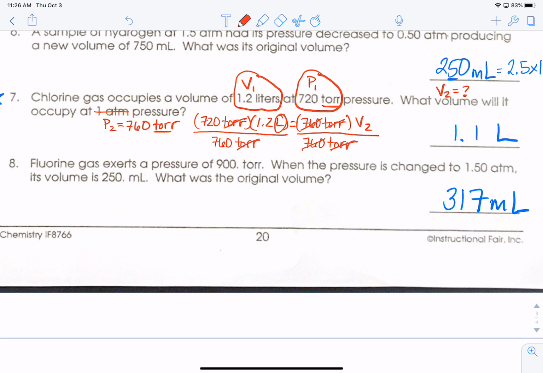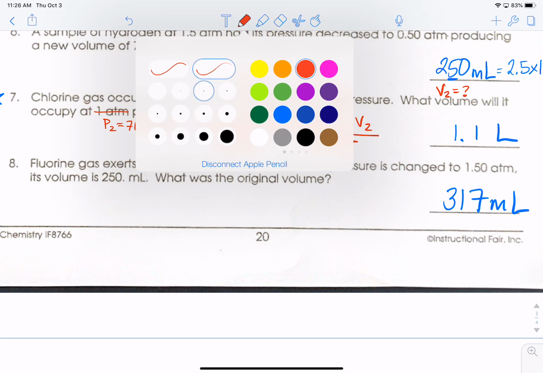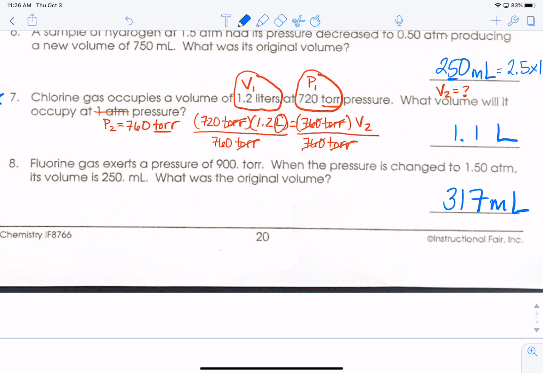And notice that the answer is rounded to 2 sig figs. That's because 720 is ambiguous. There's no decimal there. So we have to go with the smallest amount, 2 sig figs. 1.2, okay, well those are both non-zero, so that's 2 sig figs. And 760 torr. That was an exact number. That was by definition. So that's why our answer is 2 sig figs. Are we good to go?